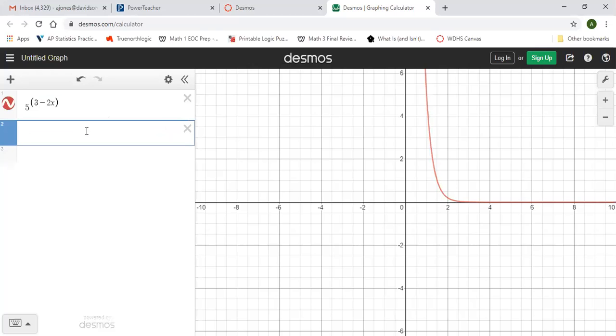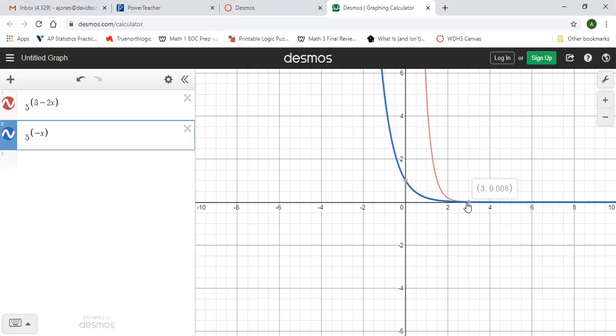And then the second one, 5 to the negative x. They throw a point down there and it tells you exactly where they cross. Everybody see that? So Desmos will help you out.